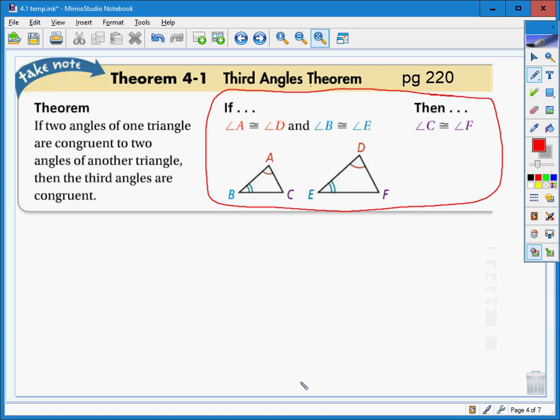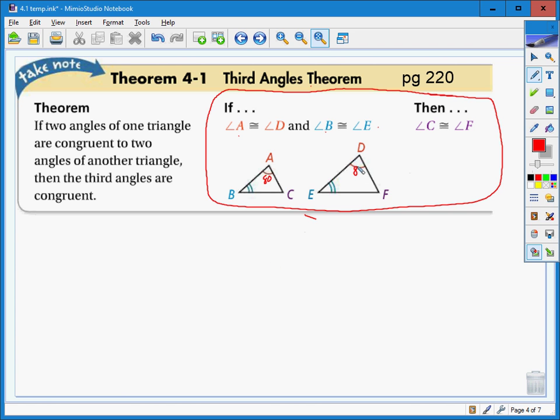Third angle theorem actually says if two angles of one triangle, A and B, are congruent to two angles of another triangle, D and E. So A is congruent to D, B is congruent to E, and you can see they've marked that in this picture. If that's the case, then C would have to be congruent to F. And sometimes if we put numeric values, this is easier to see. So let's say A was 80 degrees. How big would that make D? 80 degrees.